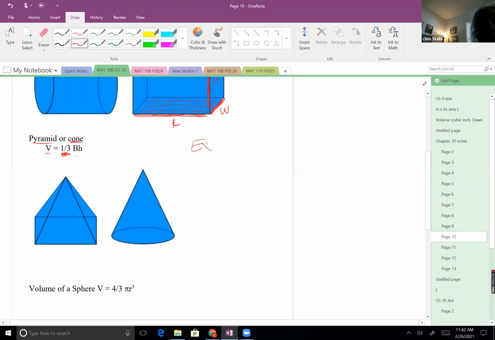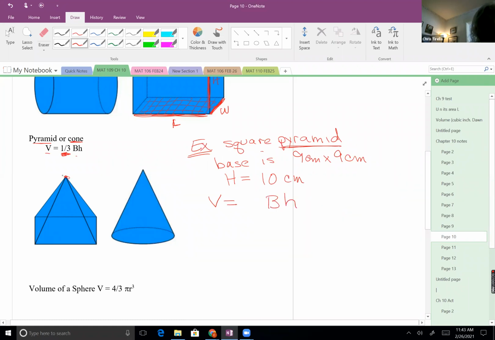So let's say, for example, I have a square pyramid. The base is, let's say 9 centimeters by 9 centimeters. And the height is, let's say 10 centimeters. Because it's a pyramid, because it comes to a point, the volume for a prism would be base times height. But if it comes to a point, we'll take 1/3 of that.